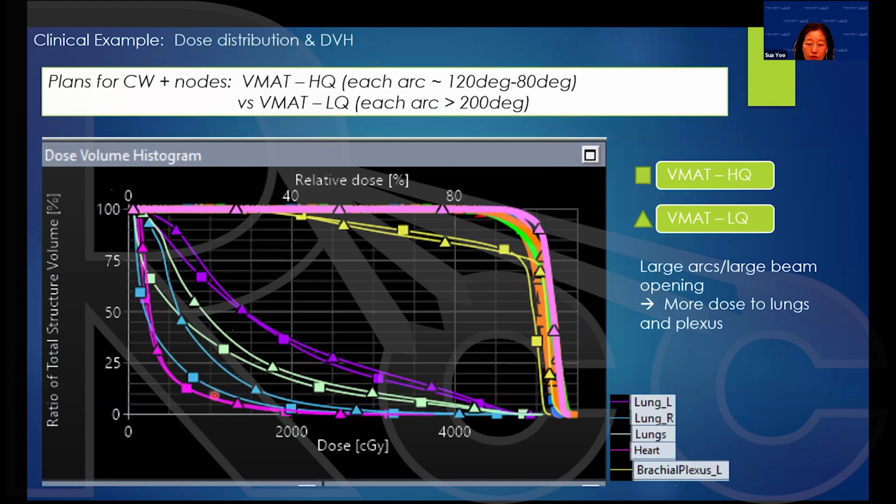And the DVH shows definitely, for lung dose, if you do partial arc and if you set the jaw tight, then you can actually reduce some of the lung dose, and plexus dose as well.